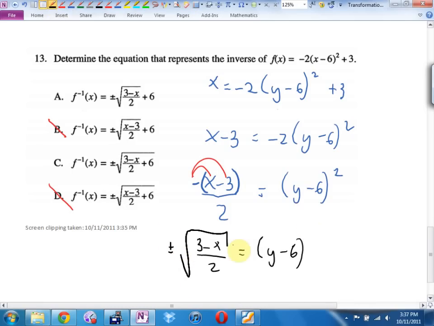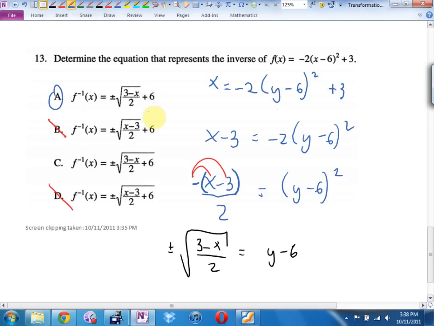How would I get the y by itself? Amanda, plus 6. What's the correct answer then? Is the plus 6 inside the square root or outside the square root? Outside. Correct answer here absolutely is A, because you plus 6 afterwards.